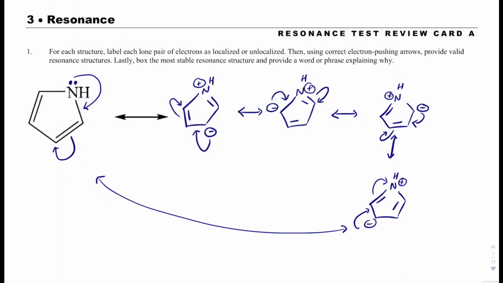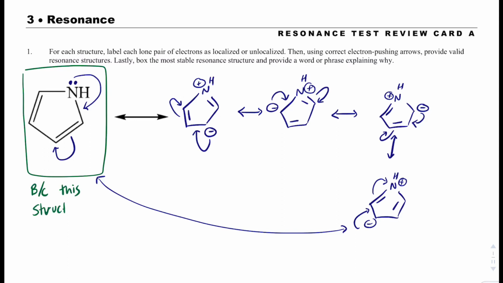So what makes things most stable? Well, in this example, I would say that this first structure is most stable. Why? Because this structure is neutral. Completely neutral. You could also say it minimizes charge.